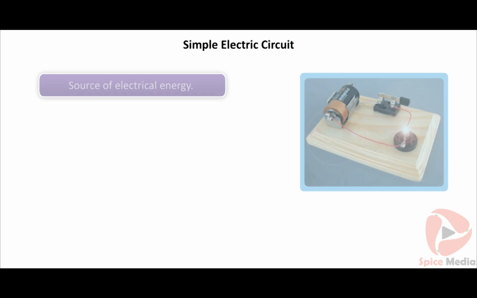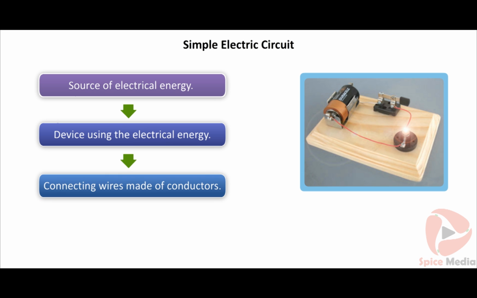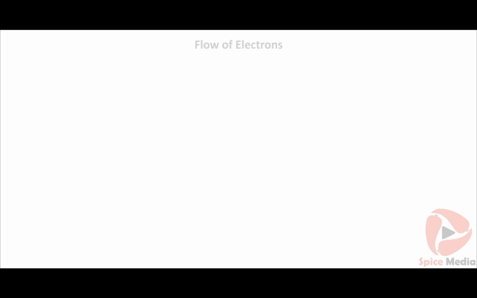A simple electric circuit consists of the following: source of electrical energy, device using the electrical energy, connecting wires made of conductors. The simple circuit shown here includes a cell, lamp, switch, and connecting wires. The cell supplies the energy required to force electrons around the loop, heating the filament of the bulb and causing the bulb to radiate heat and light.